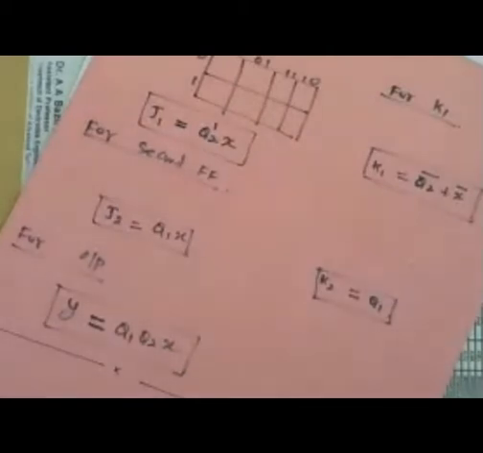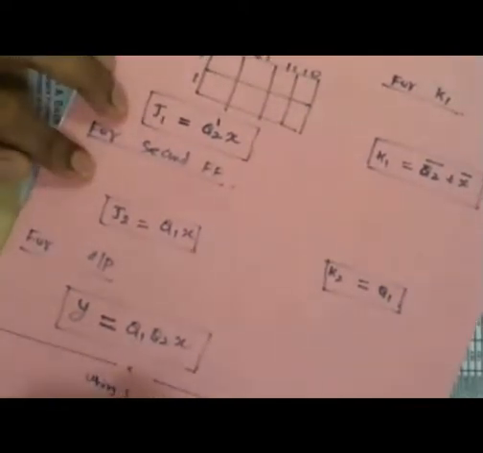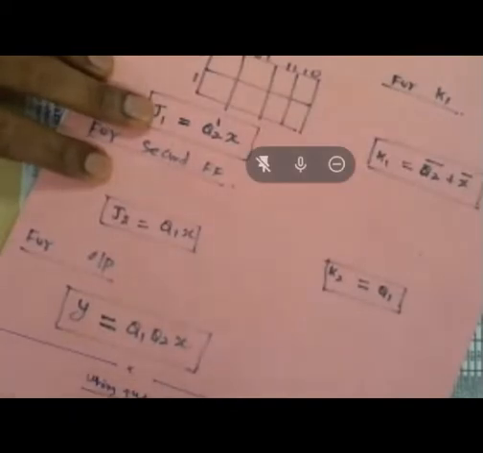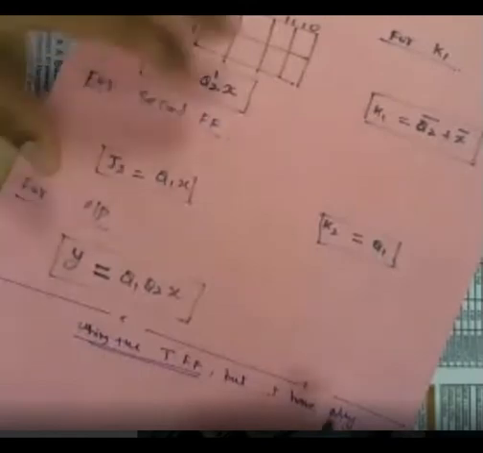Using the T flip-flop, same application using the T flip-flop. Okay, first you do one thing. Using the T flip-flop, tell me the equation for T1 and T2. T1 is equal to, T2 is equal to. So now what will happen in this circuit diagram?